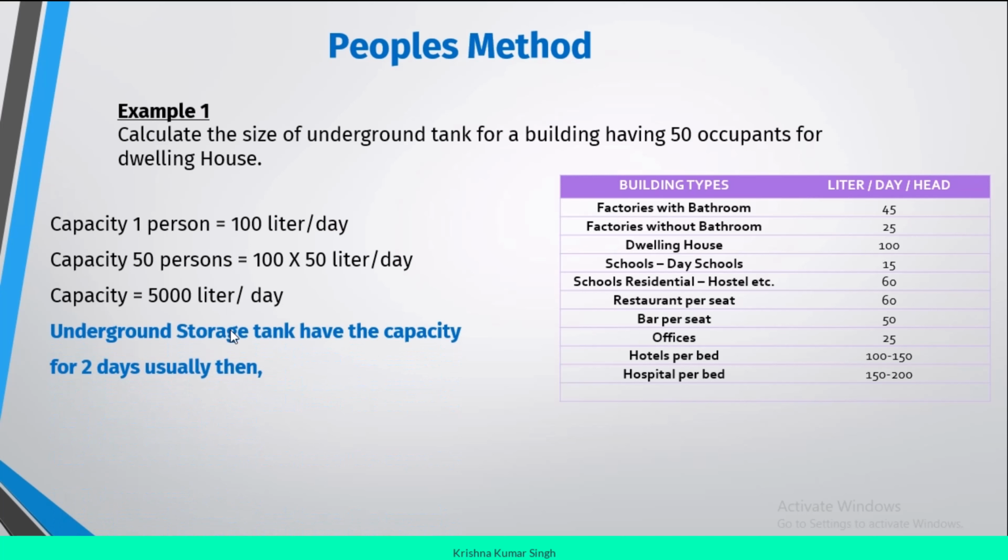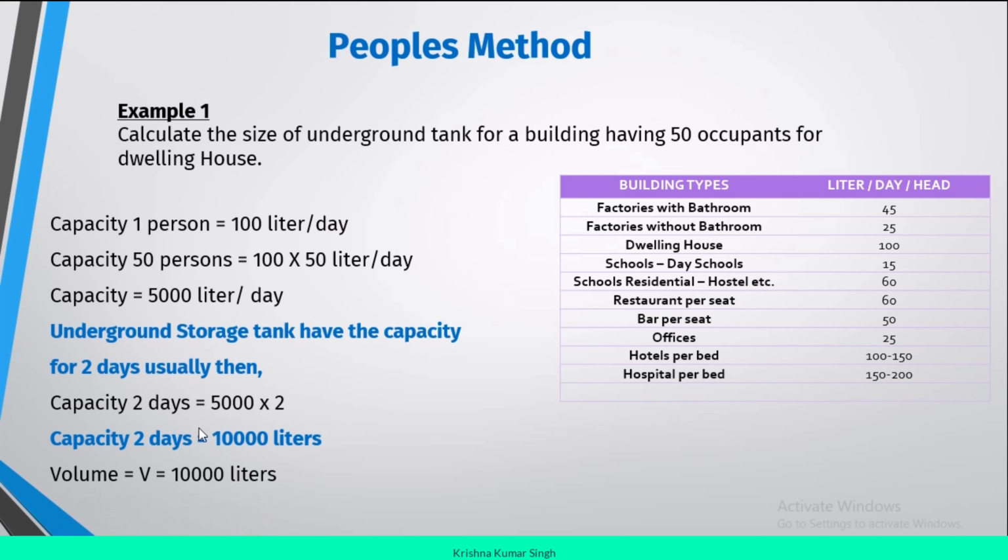Next, you know that an underground storage tank usually has the capacity for 2 days, right? In my case it is 2 days. Different locations have different criteria. Some locations have the limit of 3 days of storage. Now I'm considering 2 days. Usually it is 2 days for underground and ground storage tanks. As this is per day, I will multiply the capacity by 2 for 2 days. 5000 multiplied by 2, I will get 10,000 liters. So this is the capacity of my building for 2 days.